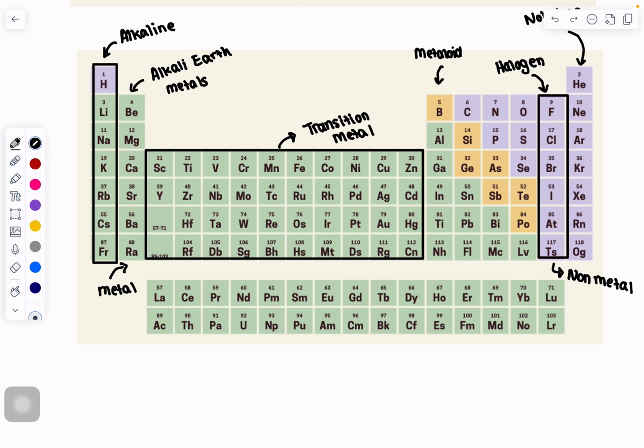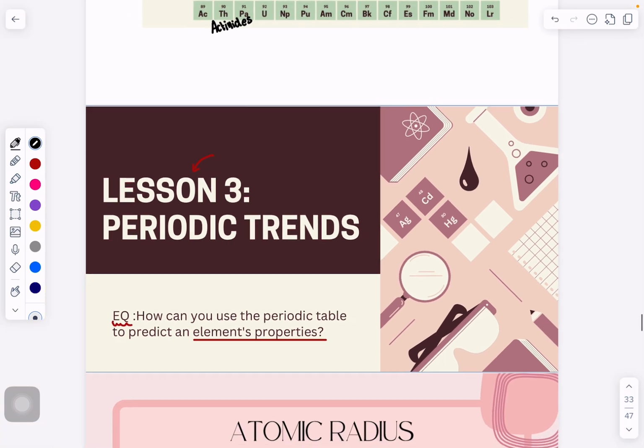As a friendly reminder, you also have the lanthanides and actinides. This row is the lanthanides. And you have anything here, which are the actinides. Don't trust my spelling when it comes to lanthanides and actinides. All right, lesson 3, periodic trends.